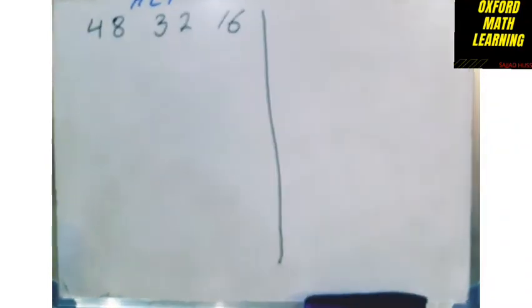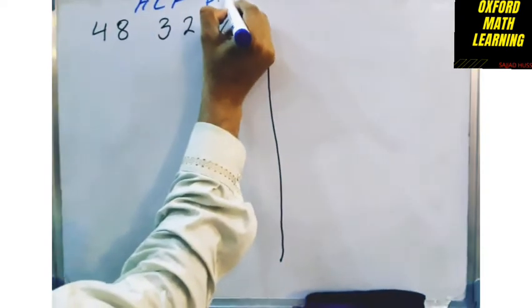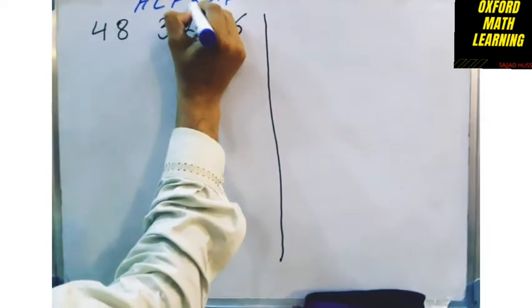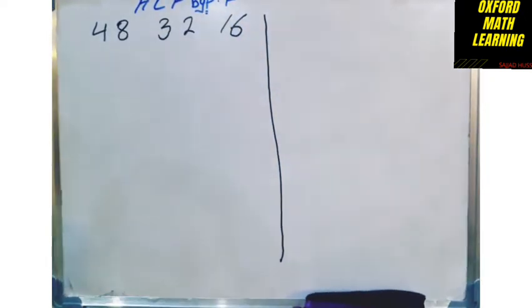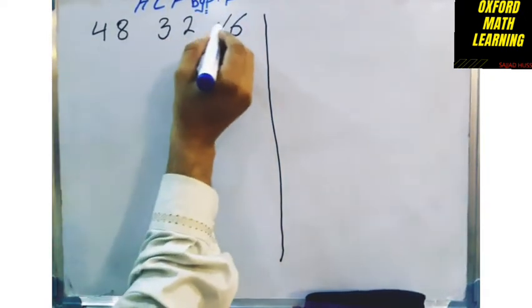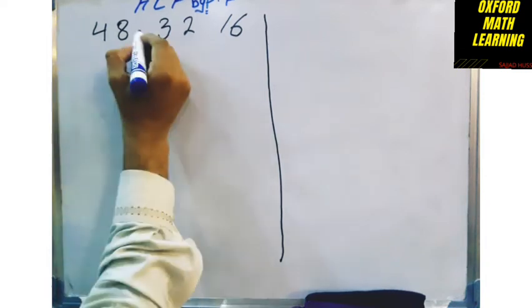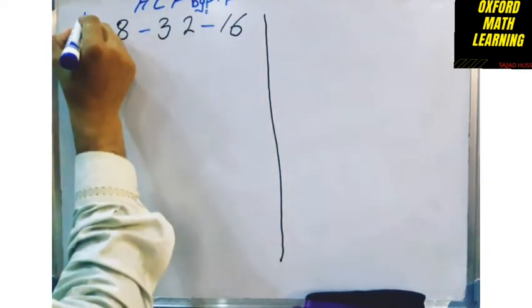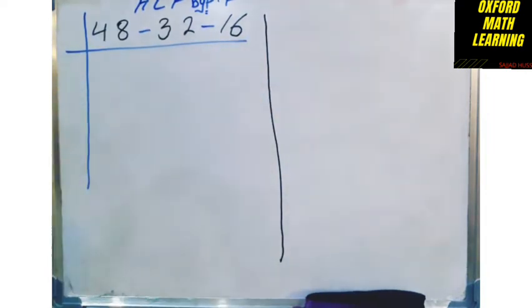Good evening. Today we are going to discuss how to find HCF by the prime factorization method. So we have 48, 32 and 16. We can find it by two methods. First, we can combine them in a single bracket and solve them.